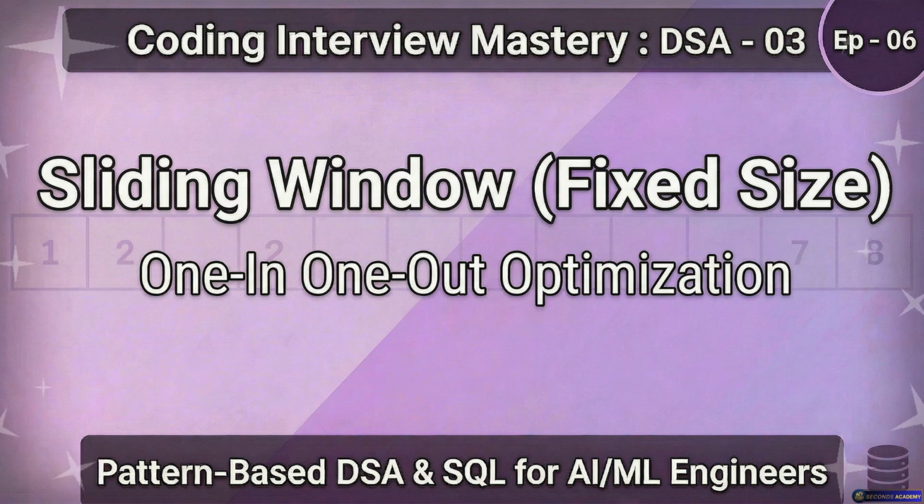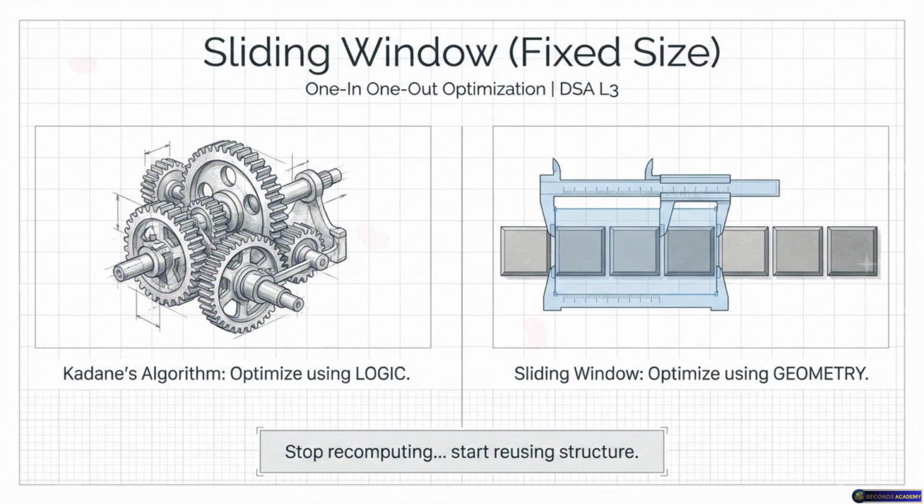In Kadane's algorithm, you optimize using logic. But today, you optimize using geometry. Oh, absolutely. That shift from logic to geometry is everything. It's a critical moment in an AI or ML interview, right? Where you have to stop recomputing from scratch and start reusing structure. Yeah, exactly. When you sit in that interview chair, making that mental shift really dictates whether you move on to the systems round or just get sent home.